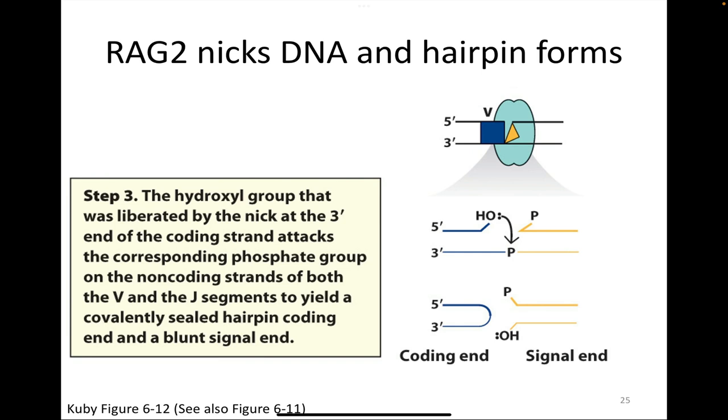So now, remember how I told you before we're only drawing the V, but there's really stuff going on at V and J? Well, now we have two signal joints and two coding joints. One of V, one of J, like each. That would get really confusing to draw. So what we're going to do right now is say what happens to the signal joints. Then after we deal with what happens to the signal joints, we'll come back to say what happens to the coding joints, to kind of keep our stuff straight.